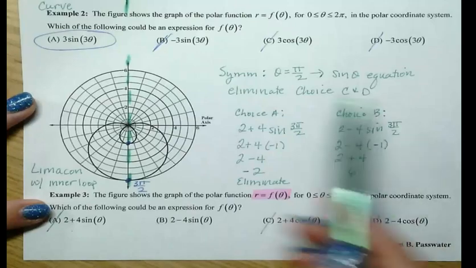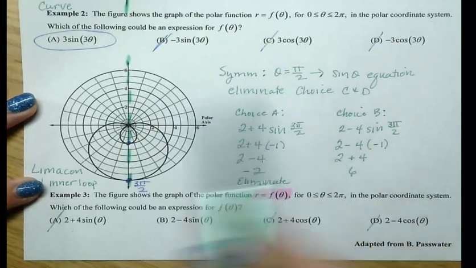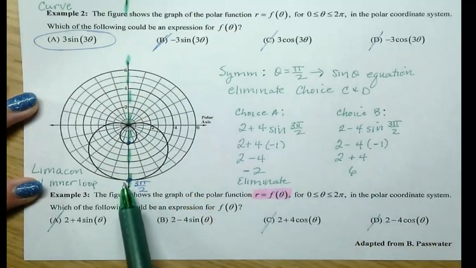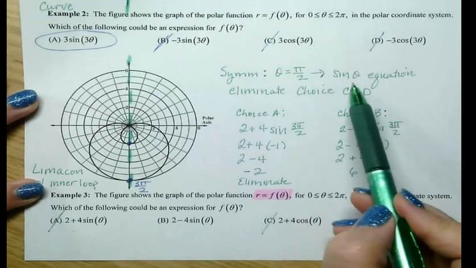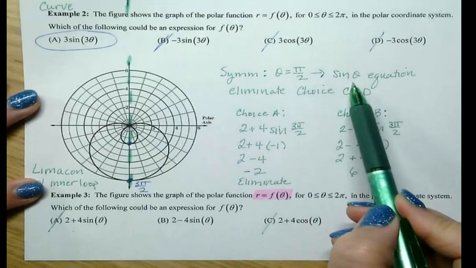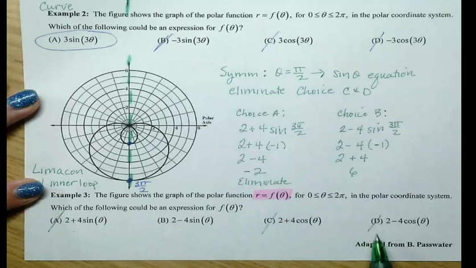All right, let's see how you did. So I know it was symmetric with respect to pi over 2, so I drew my line there so I could see, which means it has to be a sine theta equation. So that allowed me to eliminate C and D right off the bat.